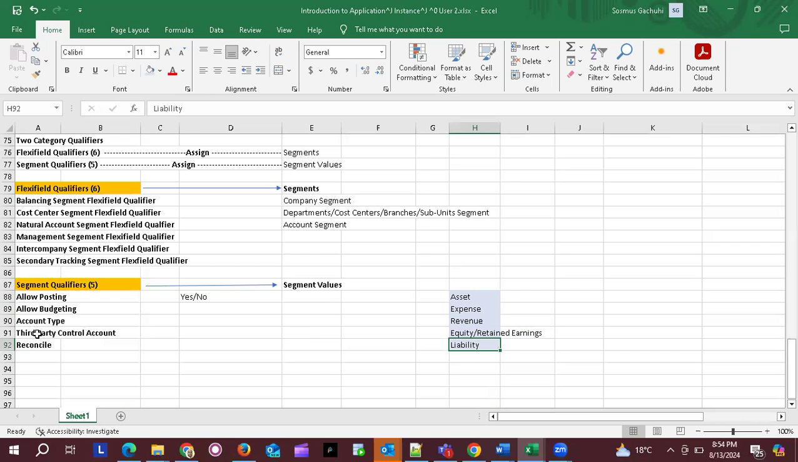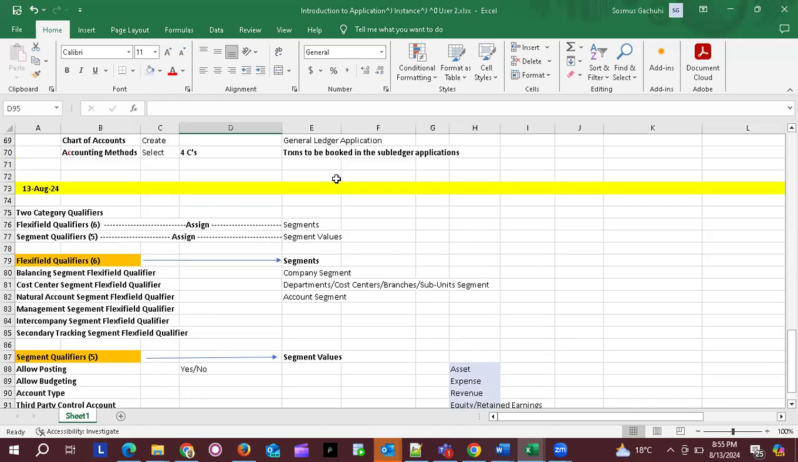So for the third party control account, I will explain that when we start implementing the third parties. Then you can tell whether that account needs to be used for reconciliation or not. So even this one is either yes or no. Okay. Any question?